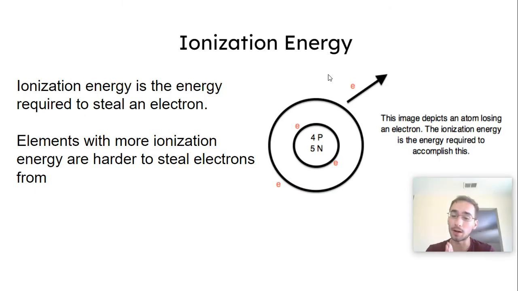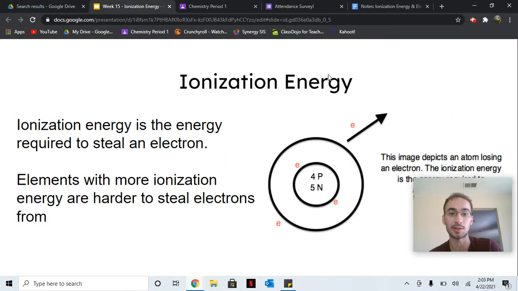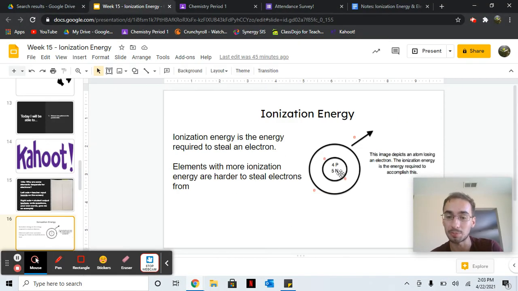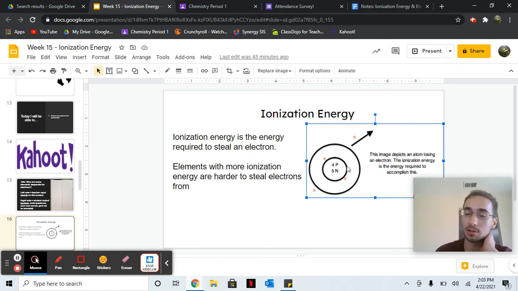And I do want to go over ionization energy. So we've been working on this with the gizmo. Ionization energy is the energy required to steal an electron. So elements with more ionization energy need to work harder to steal those electrons. You have to put in more energy to steal the electrons from those.